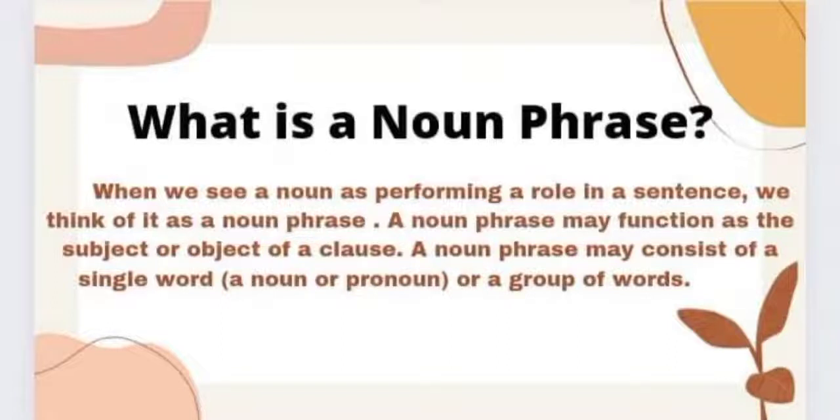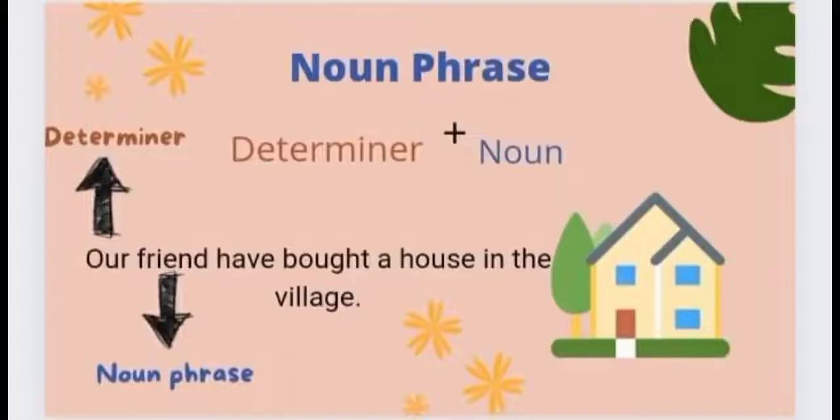A noun phrase may function as the subject or object of a clause. A noun phrase may consist of a single word, a noun or pronoun, or a group of words. A noun is a word that names the things we are talking about. A noun names a person, place, thing, object, or idea. A noun phrase is a group of words which act like a noun. Words can go before the noun and or after the noun.